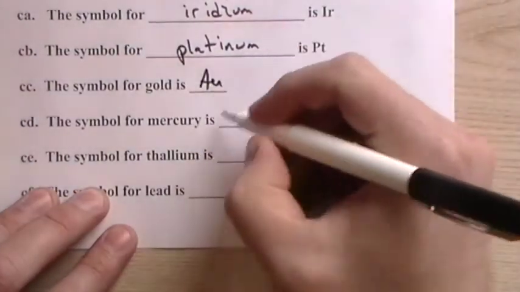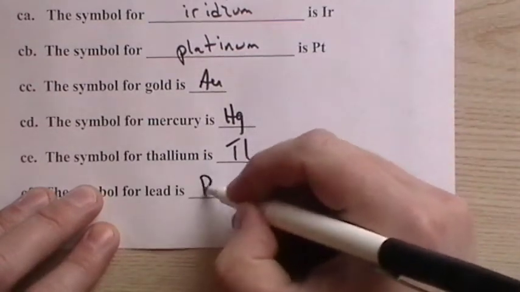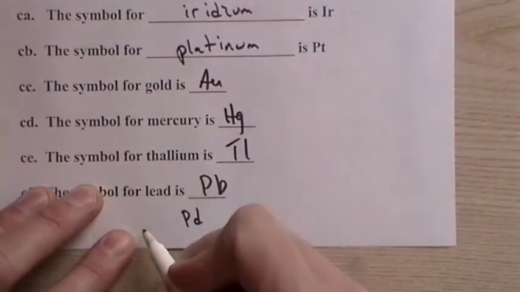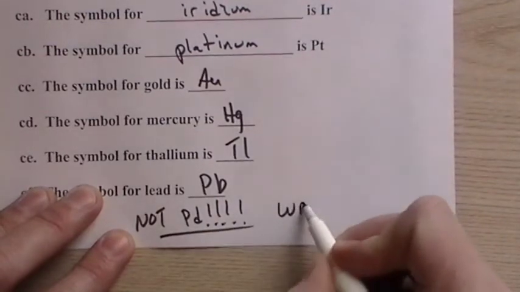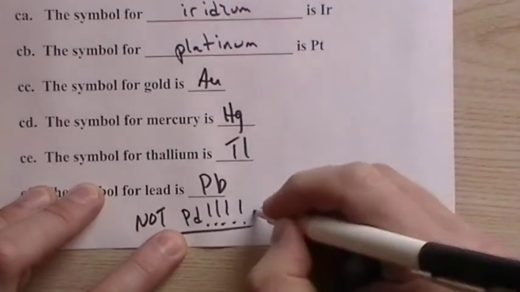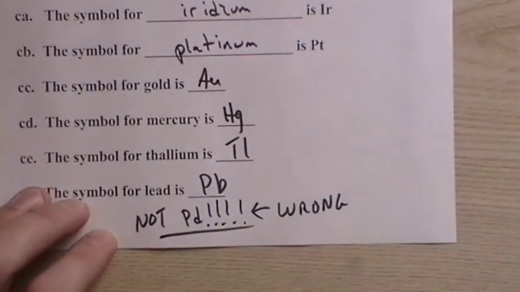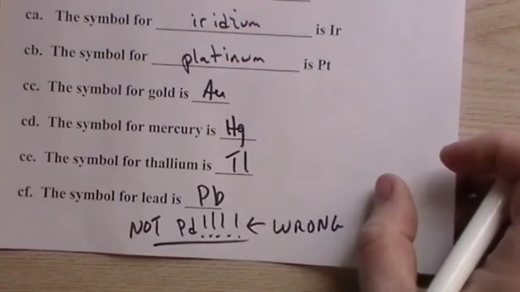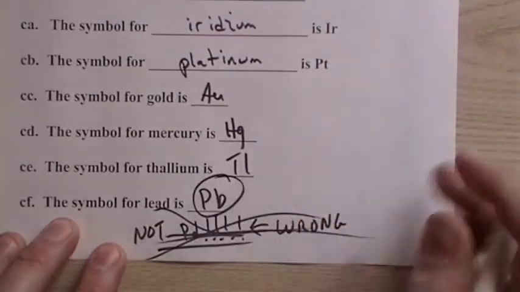Gold is Au, Hg, then thallium is Tl, and then lead is Pb, not Pd. This is wrong. I pointed out because people they see lead and they see that D and they know there's a P involved, they know it's different, and they say Pd, so no, no, no, no, Pb. Make sure it's on there.